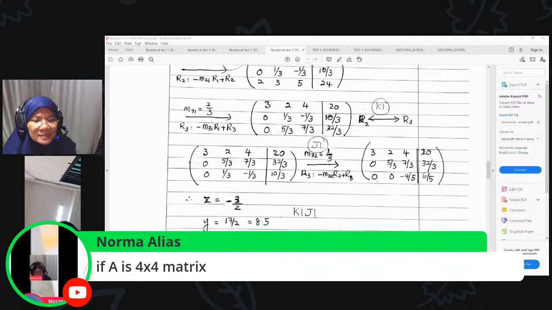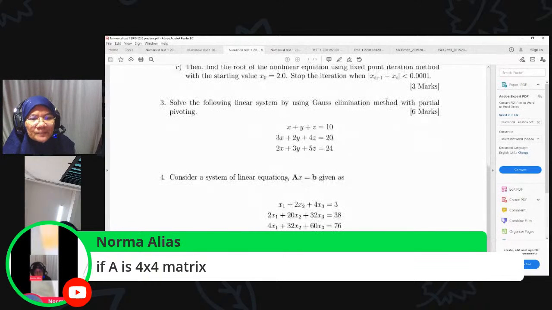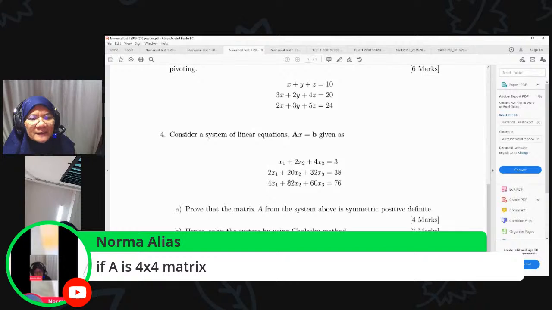Now let's continue to the next question. You are given the matrix here: 1, 2, 4 equal to 3, 2, 20, 32, 38, 4, 32, 60 is 78. You can see this matrix is symmetric and positive definite. How to prove that matrix A is symmetric and positive definite? 4 marks. And then how to solve this matrix using the Cholesky method.